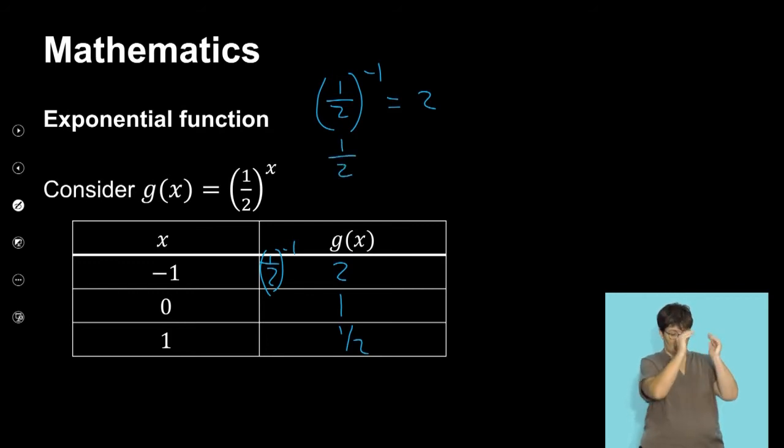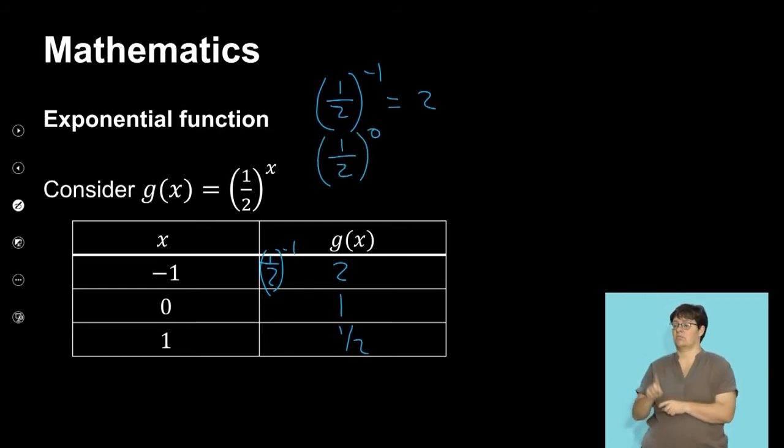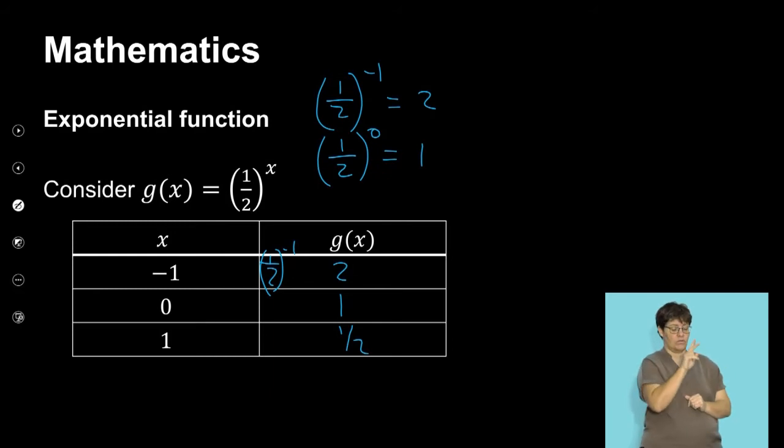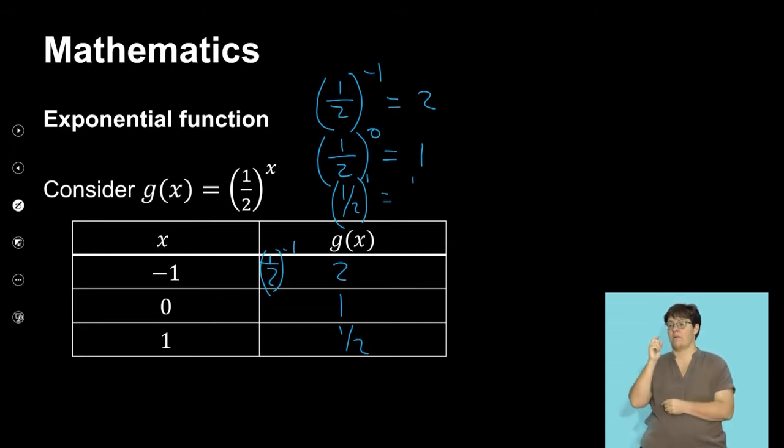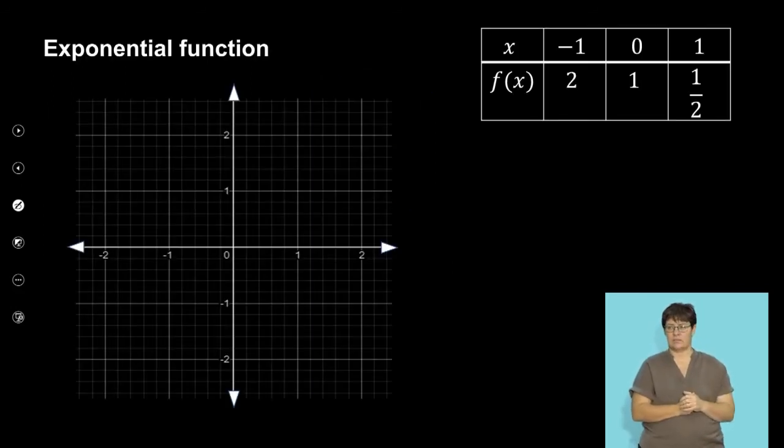1 over 2 to the exponent of 0. This will give you 1. And then 1 over 2 to the exponent of just positive 1. This will give you 1 over 2. So that's where I get my values. But you guys can always just press your calculator and it will give you those answers.